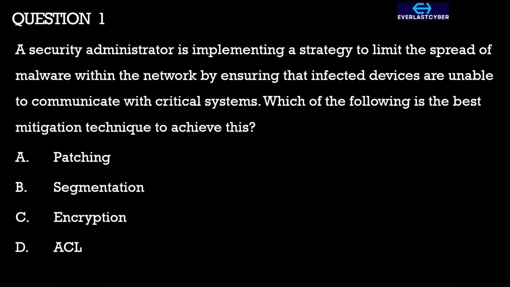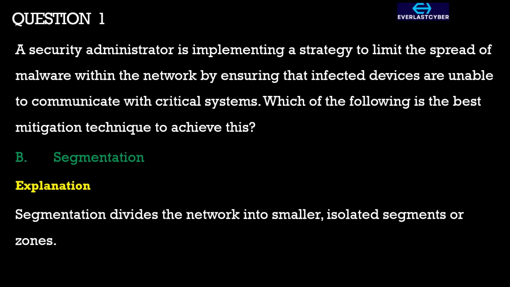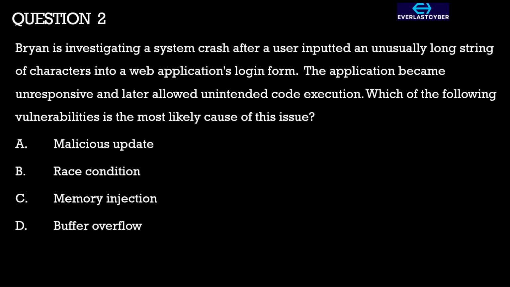Based on these explanations, the best mitigation technique to achieve what we want from the question would be option B, segmentation, because segmentation divides the network into smaller isolated segments. So if there is a malware attack on one segment, it wouldn't spread to the other segments. So it stops the spread of the malware to critical systems because the network communication paths are restricted.